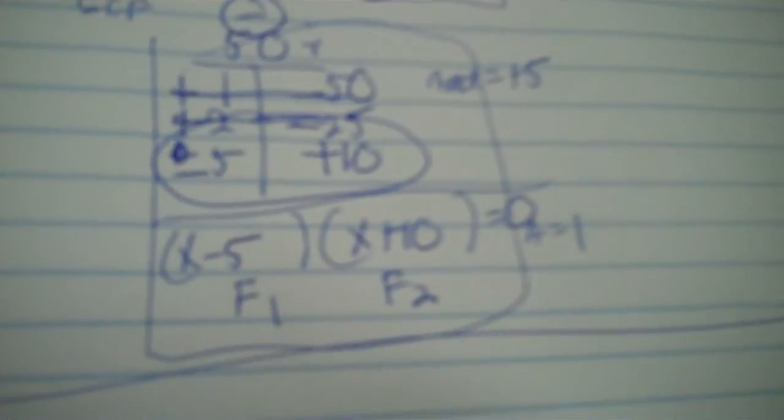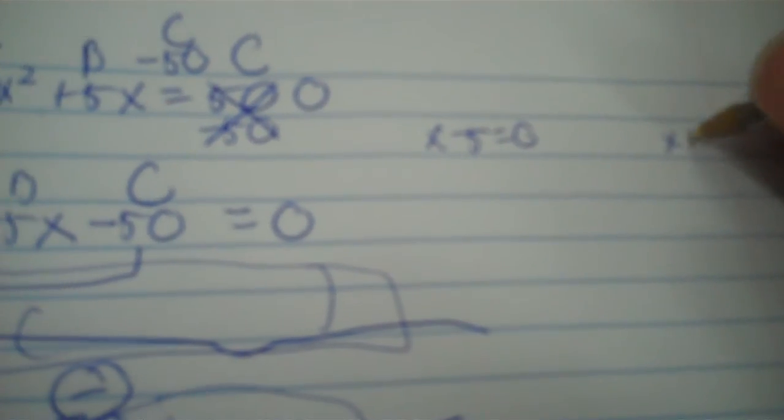Now in the first assignment, that's all you had to do, but now you just go F1, F2, and you set each of those equal to 0. So x minus 5 equals 0, x plus 10 equals 0. So I add 5, I get 5. I subtract 10, 0 minus 10 is negative 10.